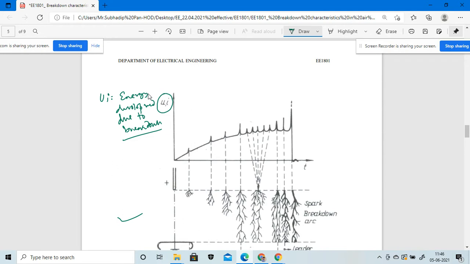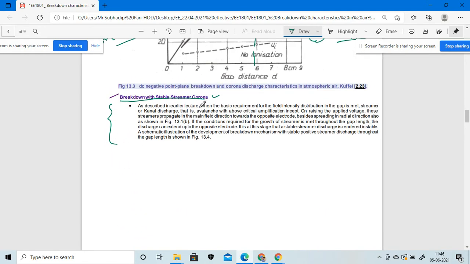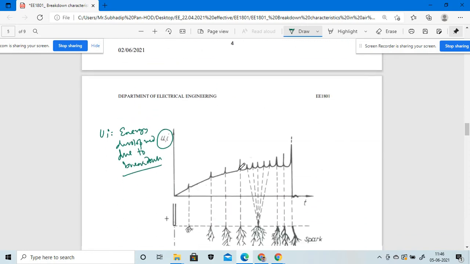In this particular case, it is written, as described in the earlier lecture, that when the basic requirement of the field intensity in the discharge gap is met, the streamer and the corona discharge form. We already discussed this. So the avalanche with above-critical amplification, on raising the applied voltage, and this streamer propagates in the main field direction towards the opposite electrode. Besides the streamer, the radius of the directions is also shown in this figure.